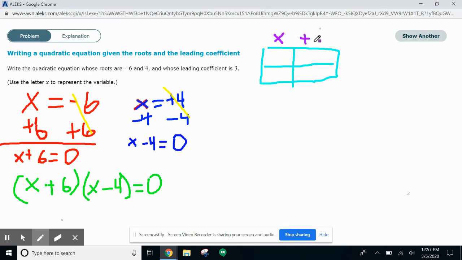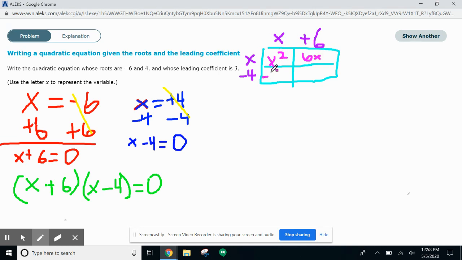All right, x plus 6, and this one is x minus 4. Remember, when you do this, there's no specific order of which ones you have to put. I could have put the x minus 4 on top and the x plus 6 on the side. It doesn't matter either way. So on the inside here, let's go x times x is x squared. 6 times x will be 6x.